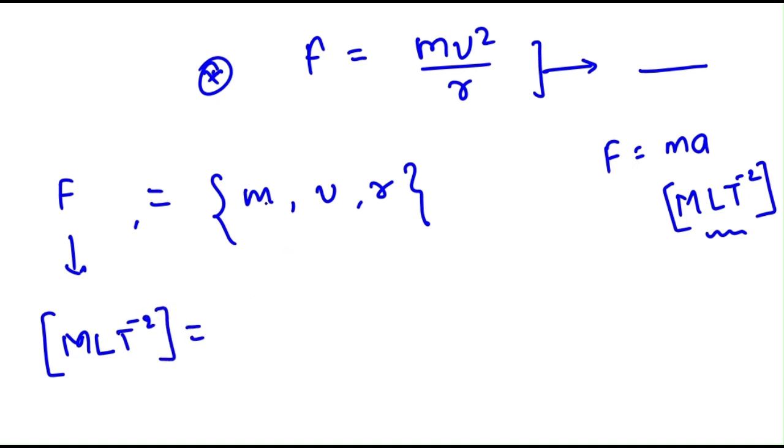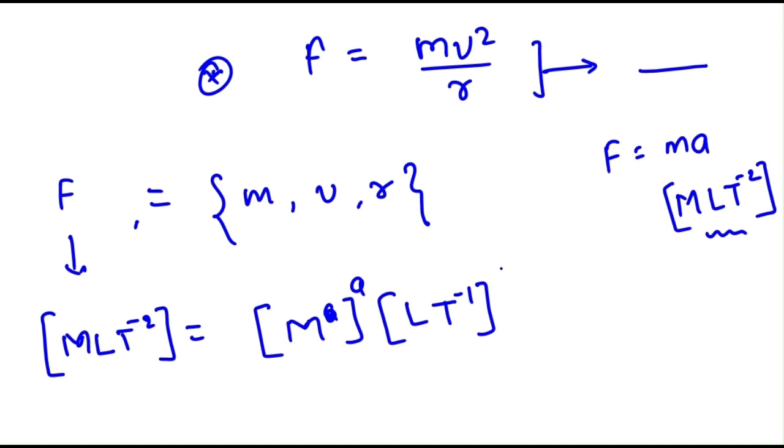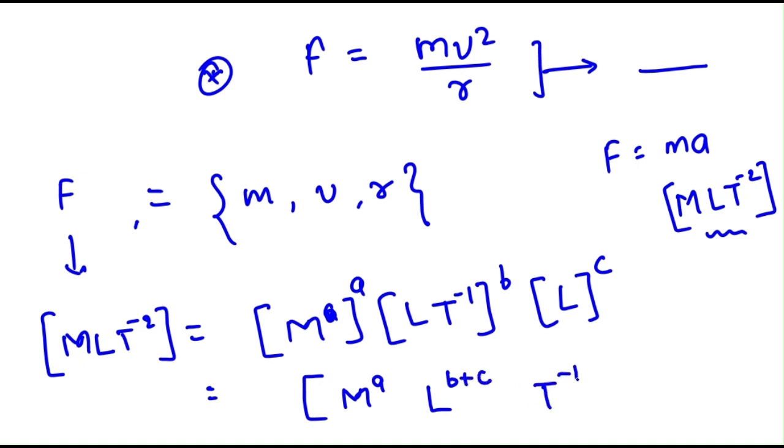Now let's take this M has power a. This v has, let's write outside first, this v has power b only. And this is also length, so we can write L to the power c. Now what are we going to do? We are going to rearrange these things, and then we have M to the power a, L to the power b, and here L to the power c. So we can write L to the power b plus c, and then T to the power minus b.